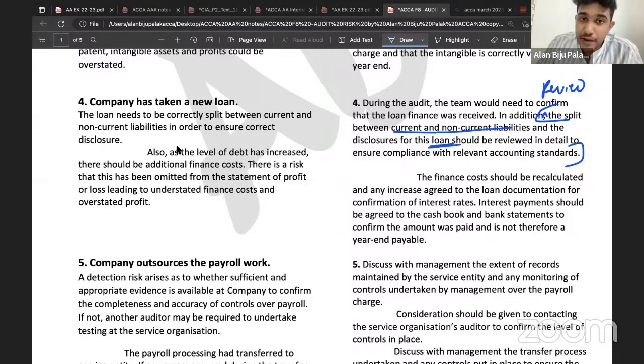Again, whenever you get a point on a new loan, you can always include the finance cost as well. Well, we know that whenever a company takes a new loan, finance costs have to be recognized as part of the new loan. However, there is always a possibility that the company might not have appropriately recorded the finance cost. And if the finance cost is not appropriately treated, the interest expenses will be understated and the company's profit will be overstated.